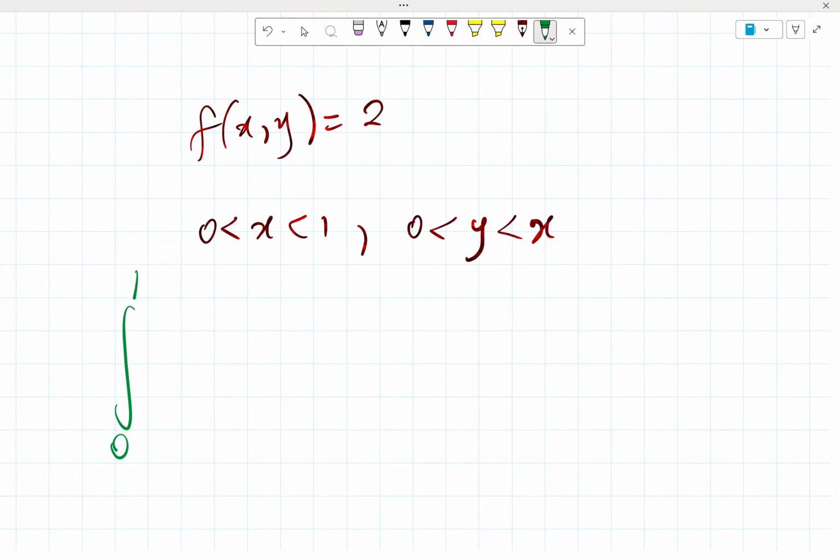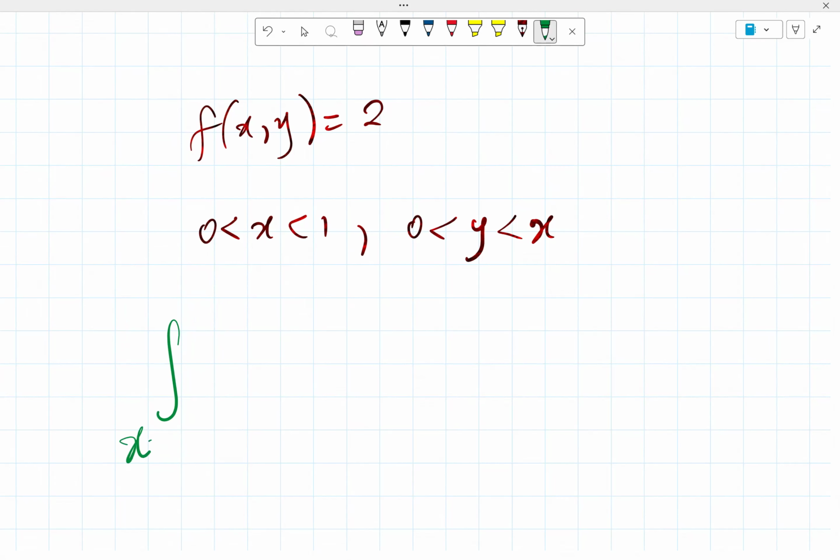So you have 0 to 1 now. One way to not get confused is to say x is equal to 0 to 1, and integral y is equal to 0 to x, so you know which one goes for which at any point in time. So I have 2 now, which is f of x comma y. I wanted to write this out.